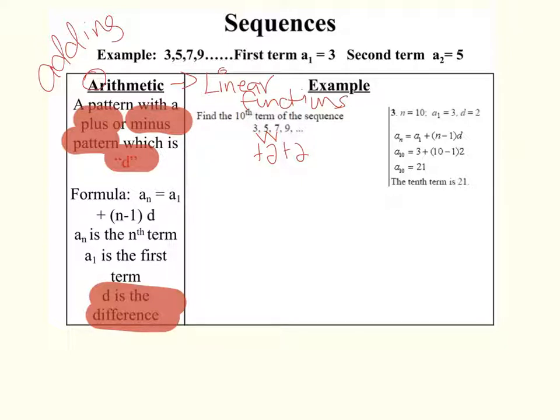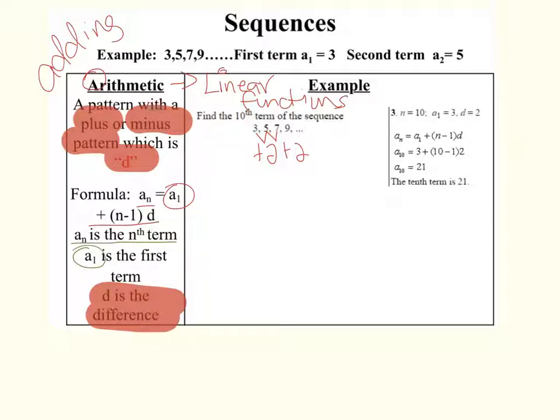But if you want to use the formula, right here it is: a sub n equals a sub 1 plus n minus 1 times d. And once we go into this vocabulary a little bit more, a sub n is the nth term, the term that you are looking for. A sub 1 is my first term.